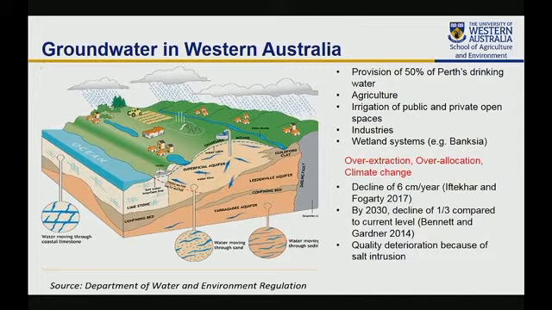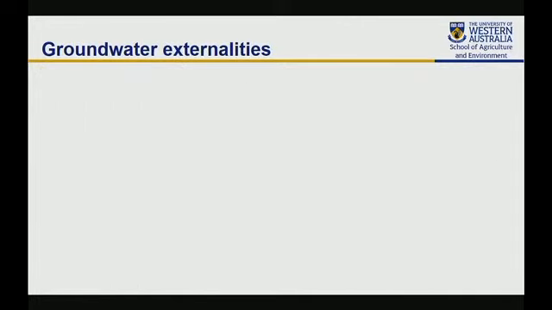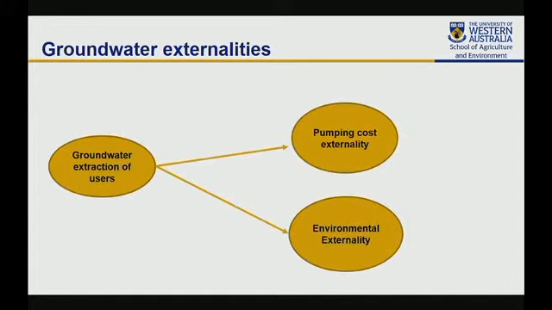There are many different types of groundwater users. However, in this research, I will focus on the agriculture sector and the farmers, who are the second largest groundwater users in Western Australia. So externalities have been identified as one of the factors that hinder the sustainability in groundwater management. And there are many types of externalities associated with groundwater extraction. In this research, my focus is on the two main types of externalities, which are pumping cost externality and environmental externality.